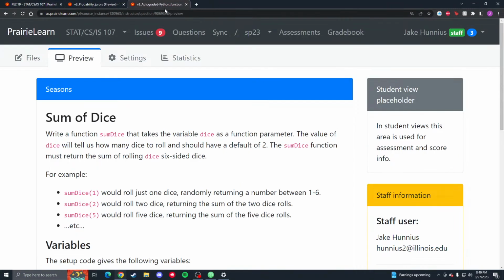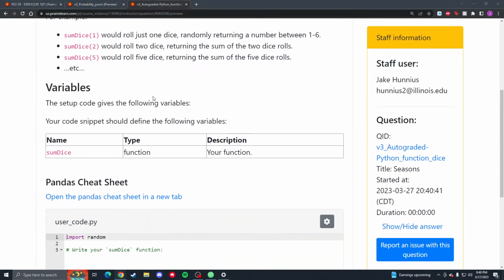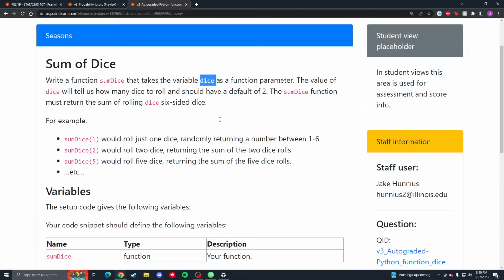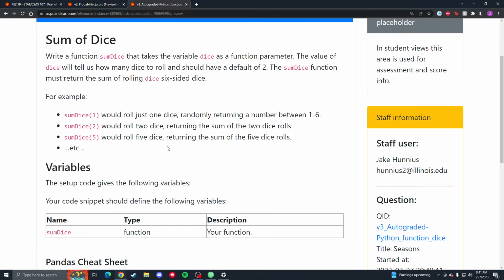All right. So we've got our sum dice function. We need to create a function called sum dice that takes the variable dice as a function parameter. So that's the first thing we're going to do. So def to create a function, sum dice is the name of the function, and it's going to have a parameter of dice. So this is how we create a function every time. Sometimes you don't need a parameter, but in this case we do, so we're going to have one.